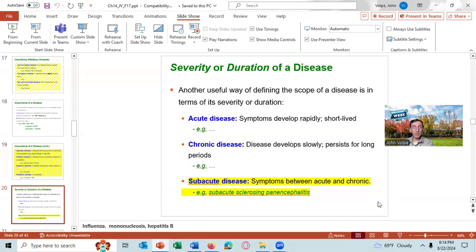Another useful way of talking about disease is discussing the severity or the duration of a disease. An acute disease is a disease where the symptoms develop rapidly, the disease is short-lived, and then the disease goes away. The human cold would be an example, where you initially get infected, a short time later you start producing the virus and can spread it, but you eventually recover.